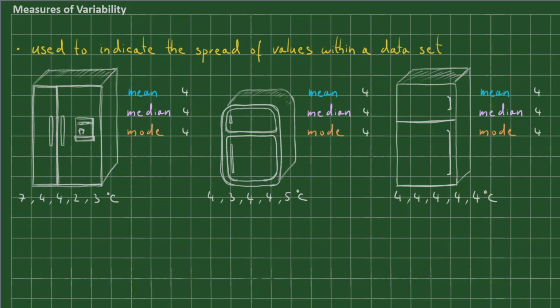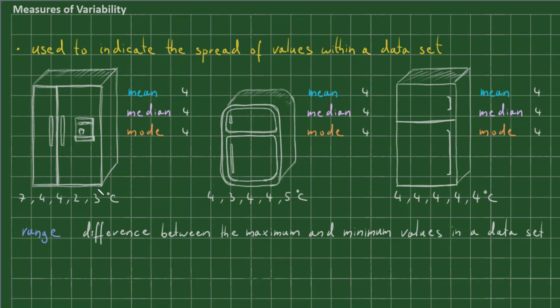This is where the measures of variability come in. I'm going to look at three of them. The first one is the range. It is the difference between the maximum value in the data set and the minimum value in the data set. So for the fridge on the left, the range would be 7 minus 2, and that would give 5. For the fridge in the middle, the range would be 5 minus 3, and that would give 2. And finally, for the fridge on the right, the range would be 4 minus 4, and that would give me 0. The smaller the range, the more homogeneous the values of a particular data set are.